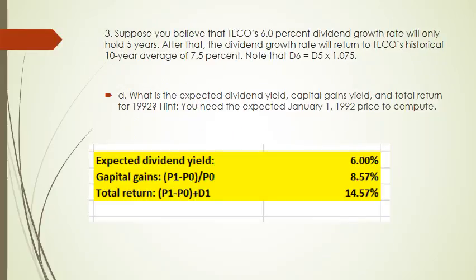For Part D of question 3, it asks for the expected dividend yield, capital gains yield, and total return for 1992. For the expected dividend yield, I got 6%. For the capital gains yield, I got 8.57%. And for total return, I got 14.57%.